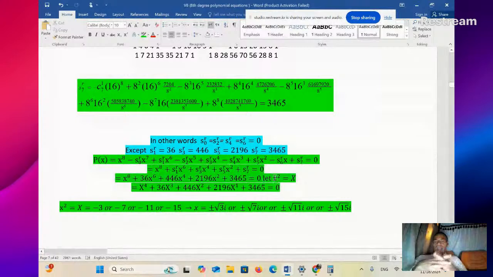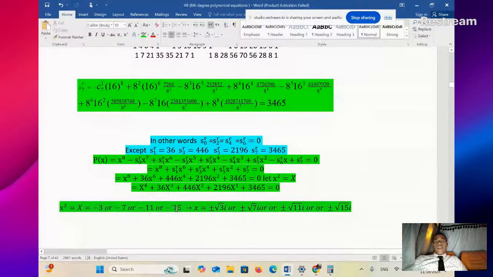Minus, I'm going to square, is equal to capital X. So this has to be written as X raised to the power 4 plus 36 X cubed plus 446 X squared plus 2196 X plus 3465. You can see that the roots of this fourth degree polynomial equation are X equal negative 3, and X equal negative 7, and X equal negative 11, and X equal negative 15.